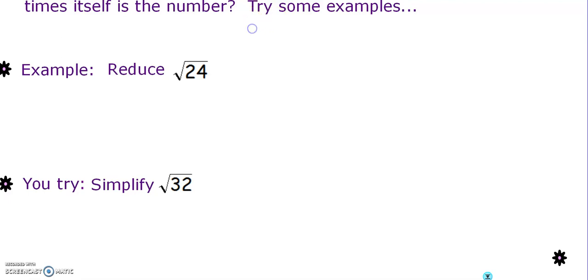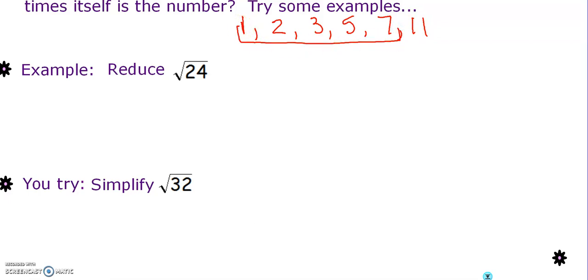So some prime numbers that we have are 1. 2 is a prime number. 3 is a prime number. 5, 7, 11. Those are some good ones to start with. Usually these are going to take care of it.